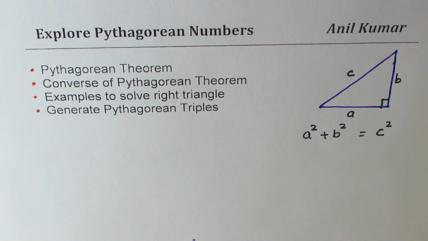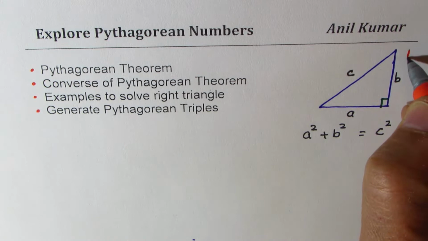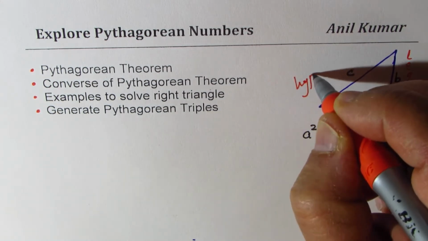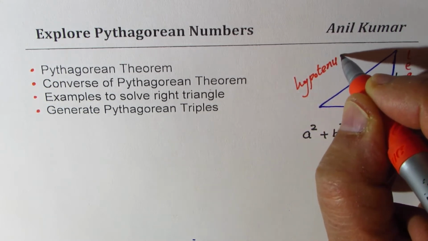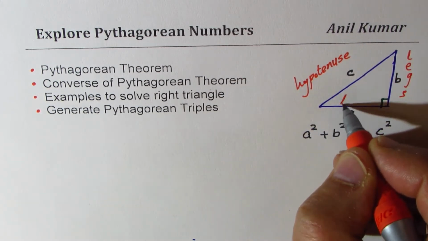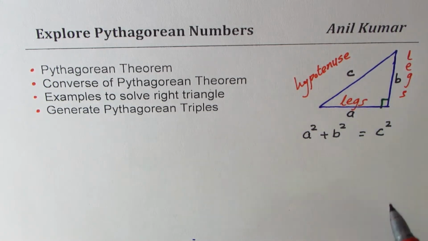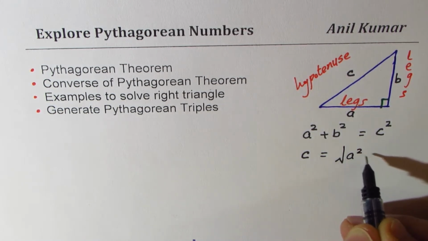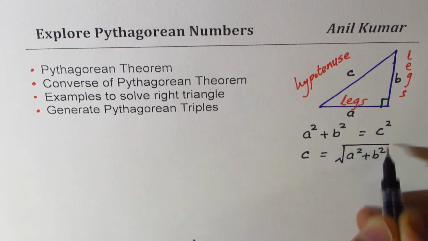Now these two sides are called legs, right? So these are legs and this is hypotenuse. This is also called legs. So legs are shorter sides. The longer side, which I have named as C in this particular diagram, its square is equal to the sum of the squares of the other two sides. So this formula can also be written as C is equal to the square root of a square plus b square.